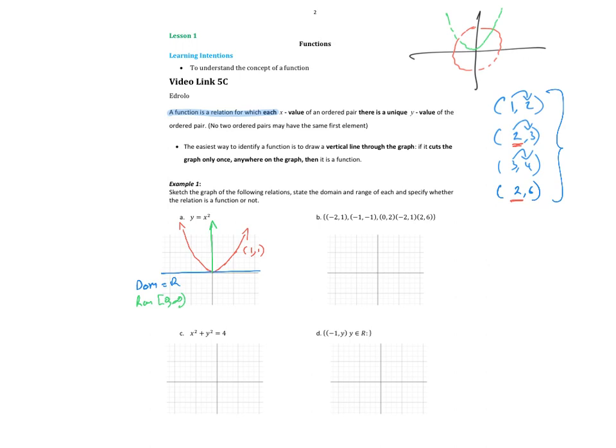Now, the easiest way to tell if a relation is a function is if we sketch a vertical line anywhere on that graph. As long as it only crosses once, it's a function. So I can say that it is a function.